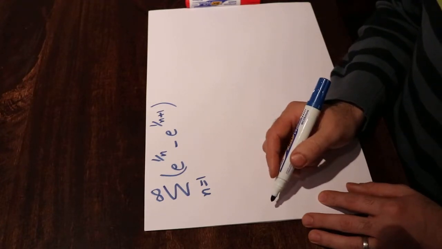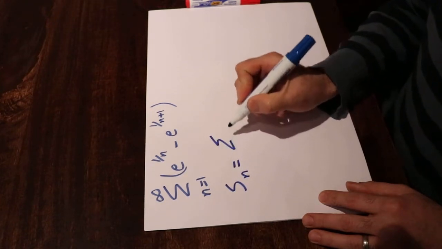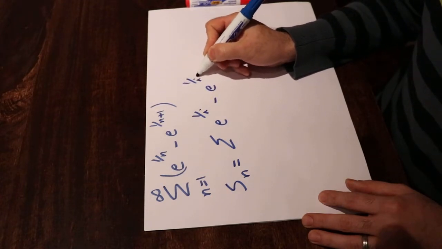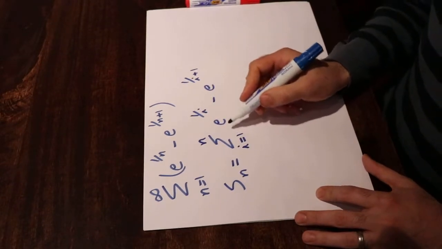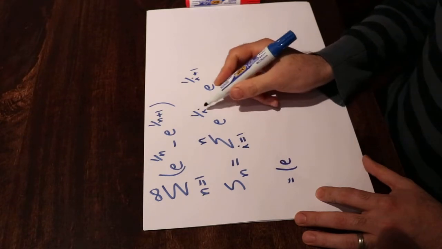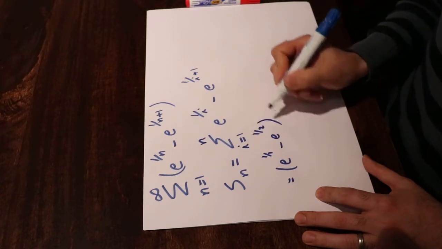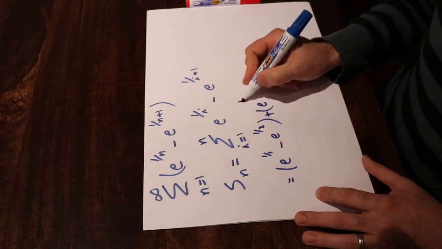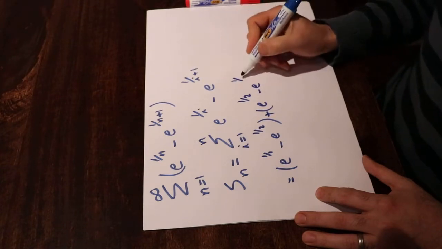Okay, let's compute the partial sums in that case. So Sn will be equal to the sum of e^(1/i) minus e^(1/(i+1)) when i changes from 1 to n. Now if you expand this series, when i is equal to 1, that will be e^(1/1) minus e^(1/2). Plus, now i will be 2, this will be e^(1/2) minus e^(1/3).